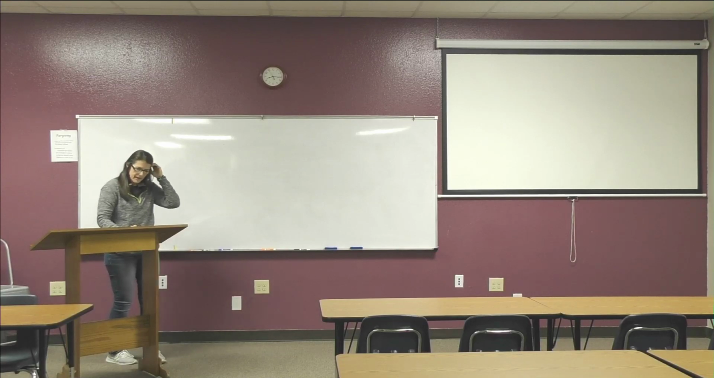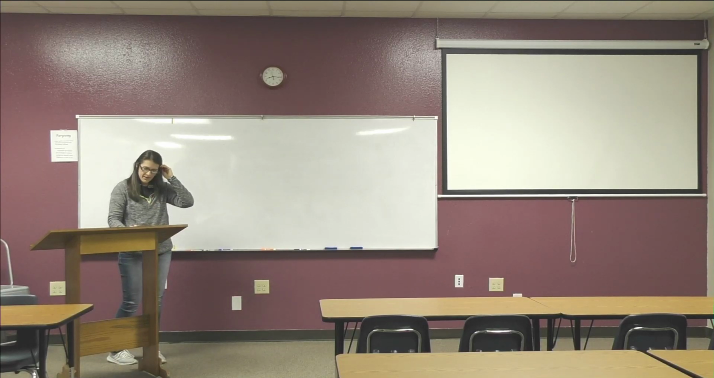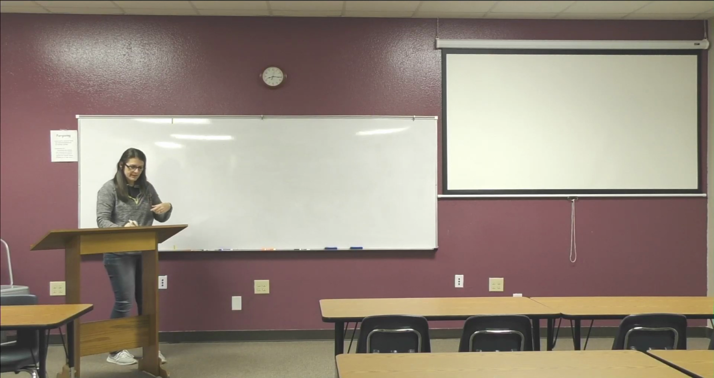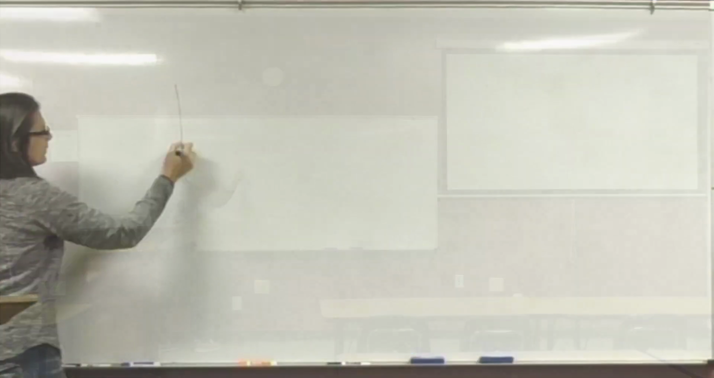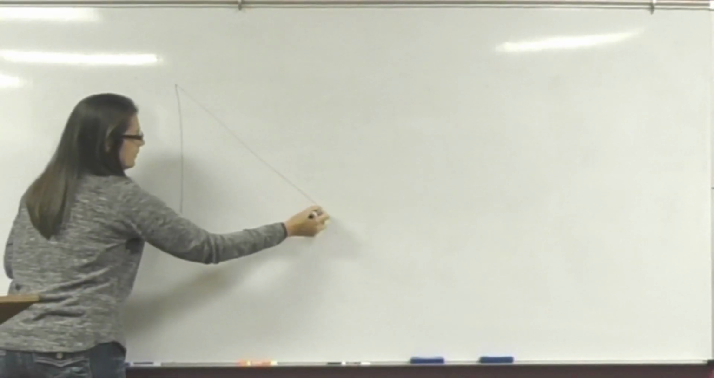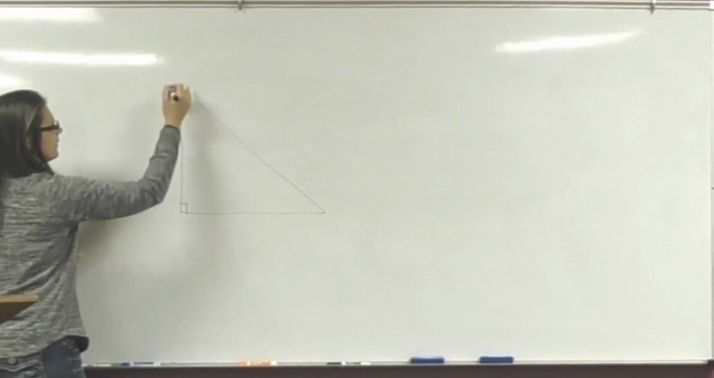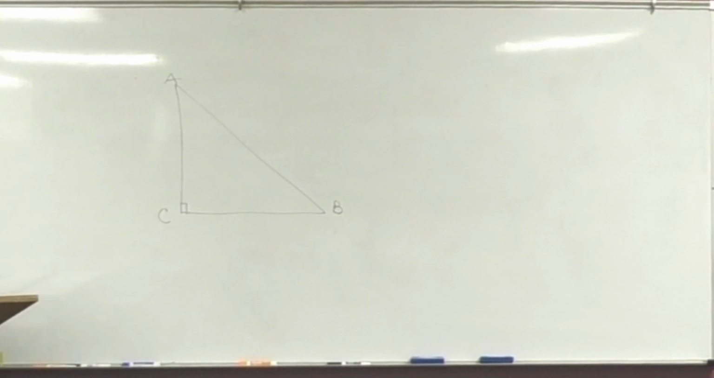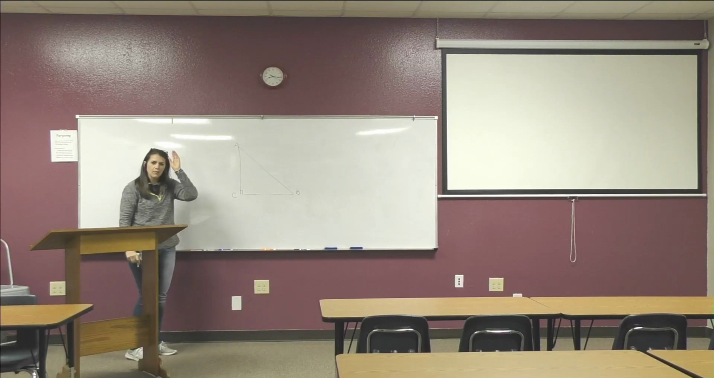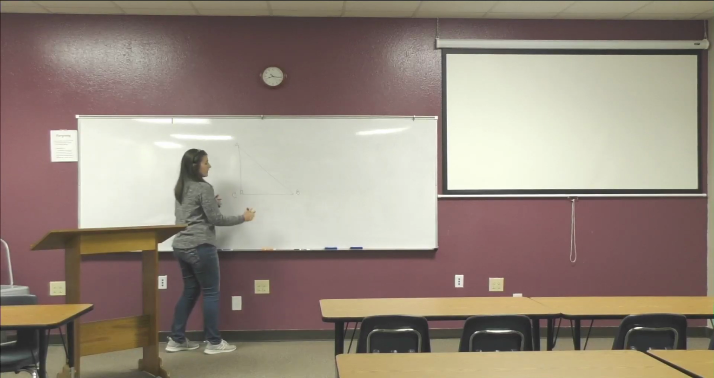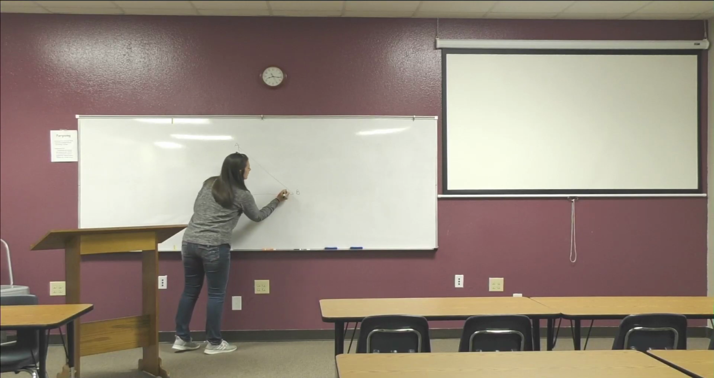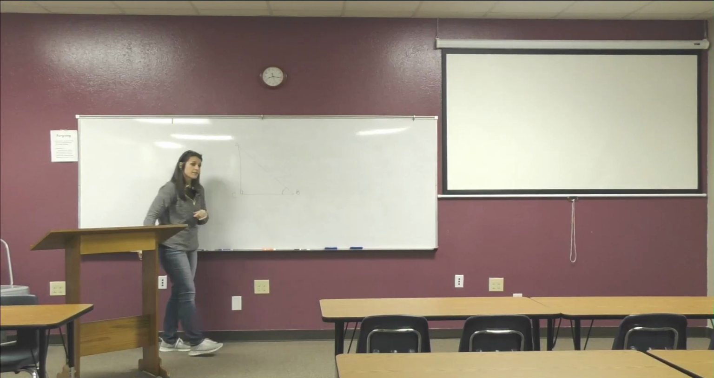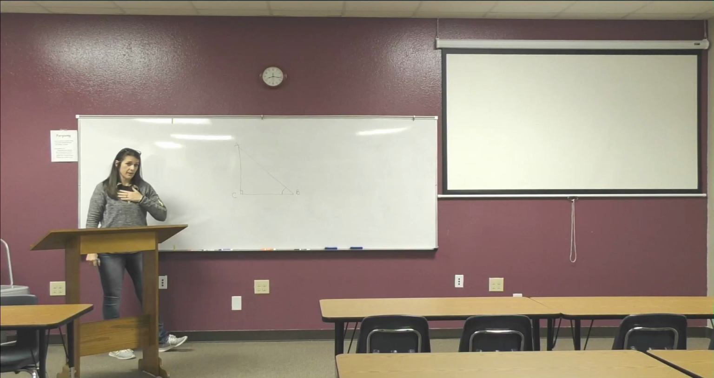So the directions say to identify each side of the triangle if the reference angle is angle B. So here's my right triangle. I believe it looks like that in your book. Okay? So if our reference angle is B, it'll never be C, by the way. That's the right angle.